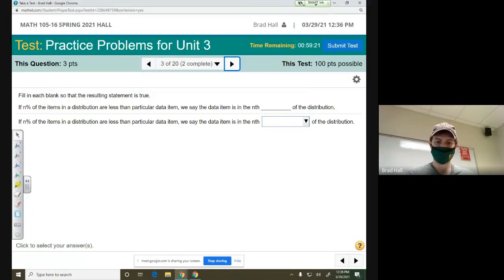Okay, more definition stuff. If n% of the items in a distribution are less than a particular data item, we said that data item is in the nth percentile. Percentiles refer to when you are a certain percentage above other data values. Again, the example I used in class was talking about ACT scores. If you score in the 75th percentile, it means you did better than 75% of students. Percentile. So another definition. Let's go ahead and look at problem 4.